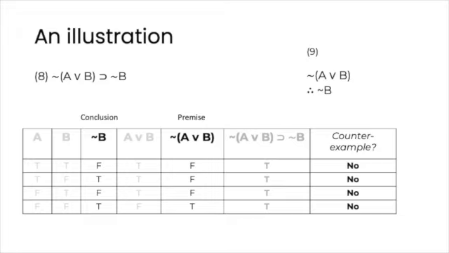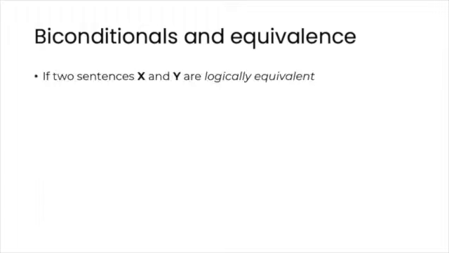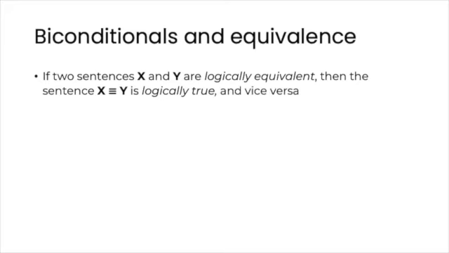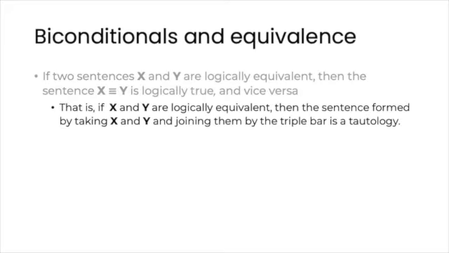There is a corresponding fact linking biconditional sentences and the property of logical equivalence. If two sentences X and Y are logically equivalent, then the sentence X triple bar Y is logically true, and vice versa. That is, if X and Y are logically equivalent, then the sentence formed by taking X and Y and joining them by the triple bar is a tautology.